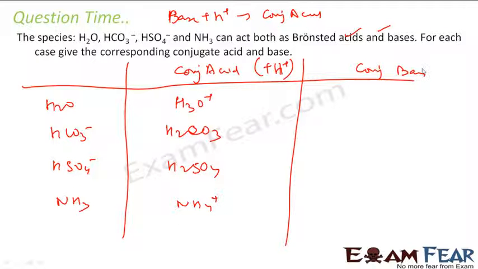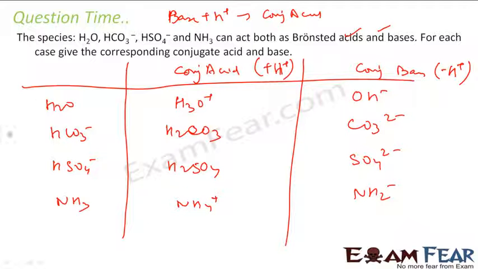Let's take the conjugate base. You have to subtract H plus ion now, correct? Subtract H plus ion from H2O, this becomes OH minus ion. Subtract H plus ion from HCO3 minus, this becomes CO3 2 minus. Subtract H plus from HSO4 minus, it becomes SO4 2 minus. NH3, you subtract H plus, it becomes NH2 minus.